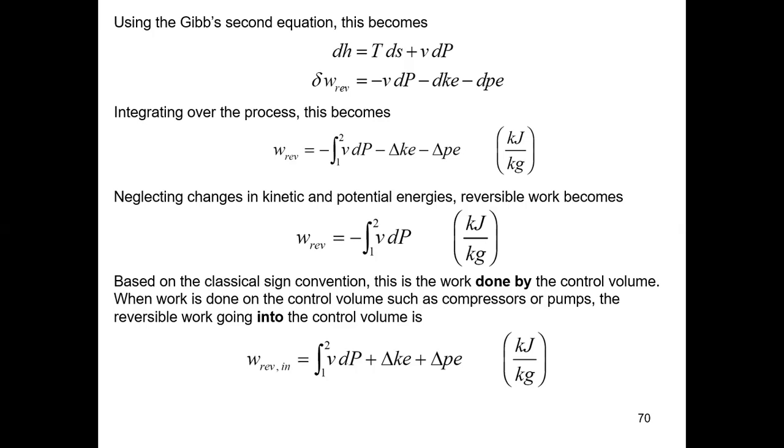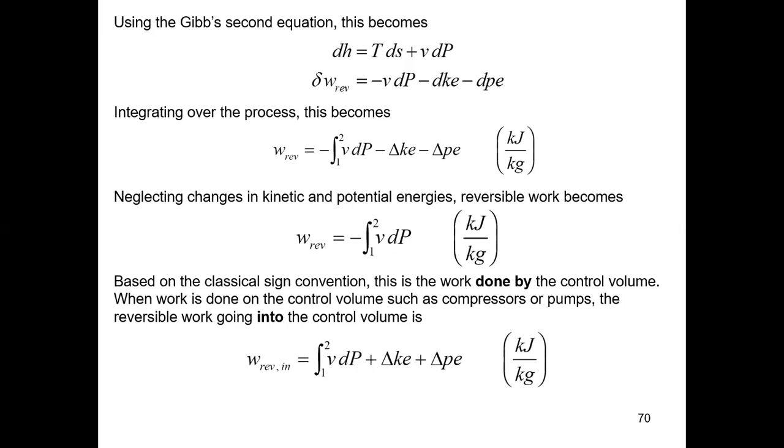So delta W reversible is minus v dP minus d(ke) minus d(pe). Integrating over the process, we get W reversible is minus the integral from state 1 to 2 of v dP, minus delta ke, minus delta pe, in kilojoule per kilogram. Neglecting changes in kinetic and potential energies, reversible work becomes W reversible equals minus the integral from 1 to 2 of v dP.